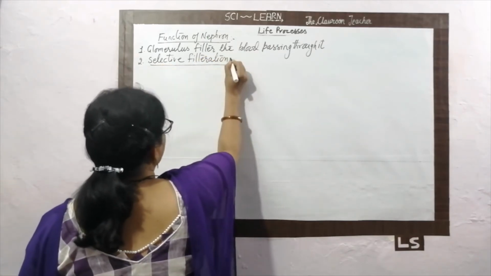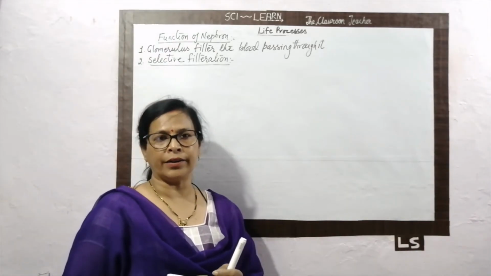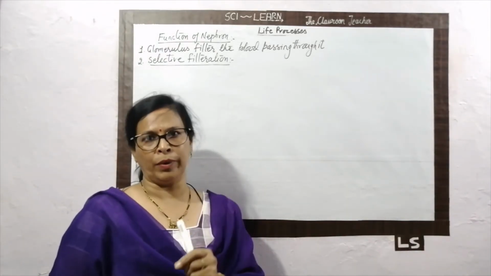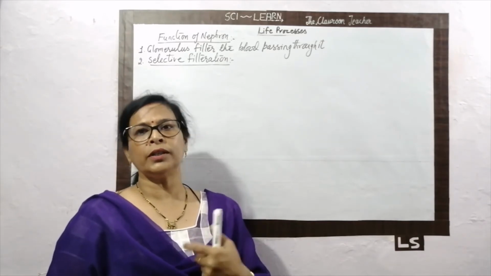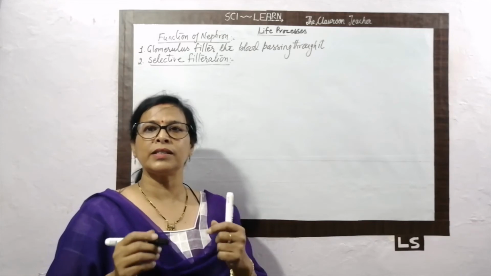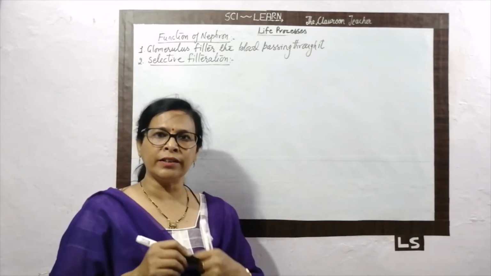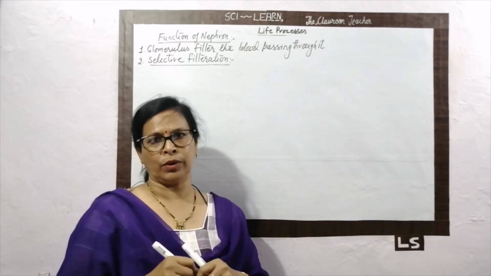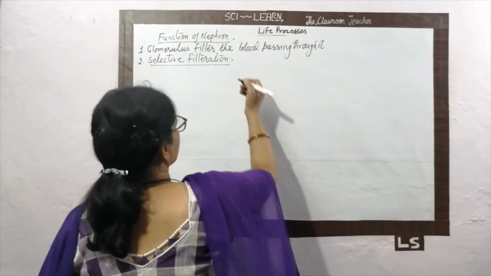Now, what is selective filtration? When the blood is carried through the renal artery, it goes into the glomerulus. Glomerulus filters all the water dissolving substance. All the small molecules which are dissolved in water are filtered through the glomerulus. That is called selective filtration.